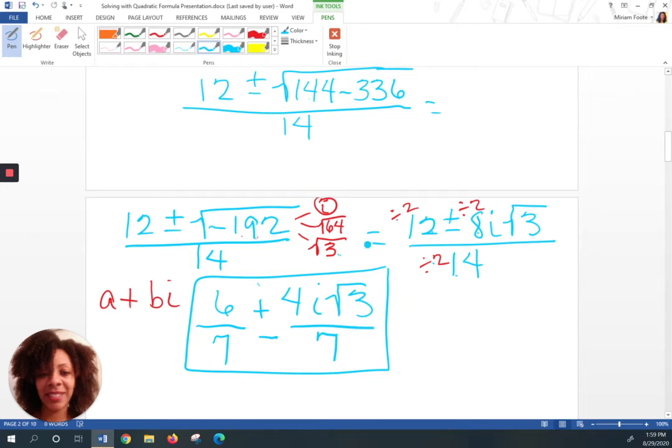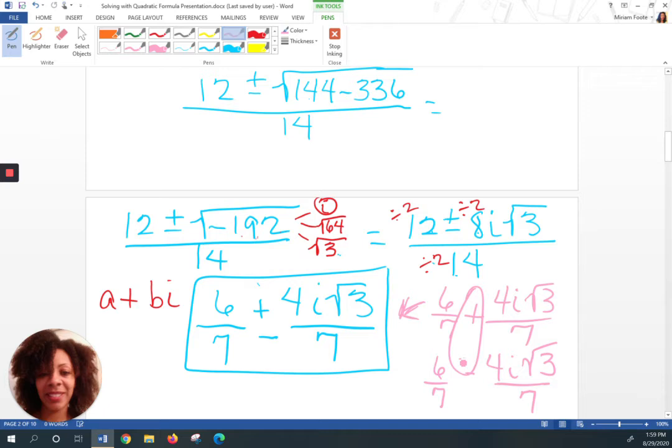This is composed of two different answers. You have a 6 over 7 plus 4i radical 3 over 7, and you have a 6 over 7 minus 4i radical 3 over 7. It's just easier to put the plus or minus together instead of writing it 2 times.